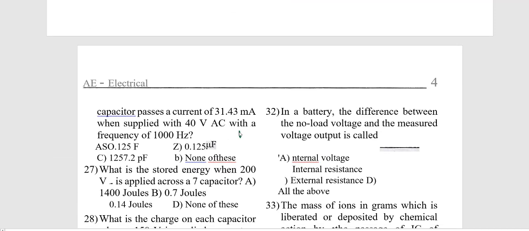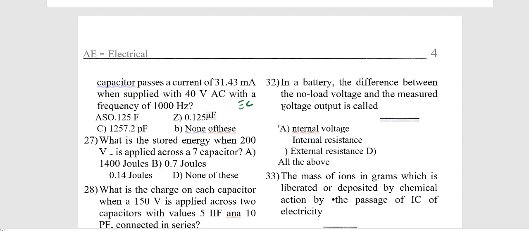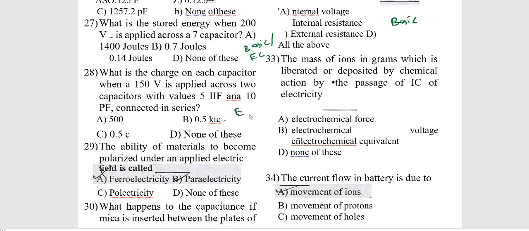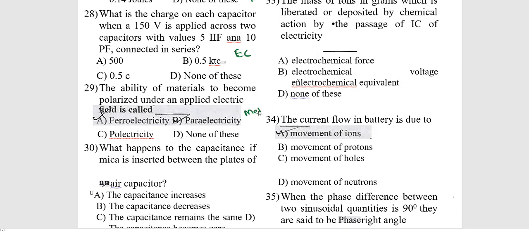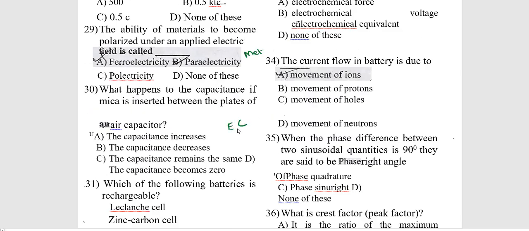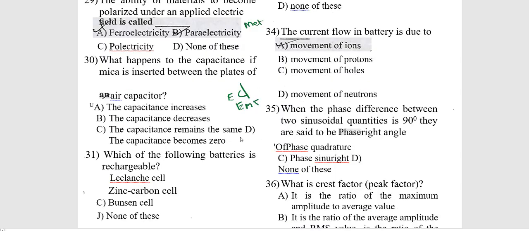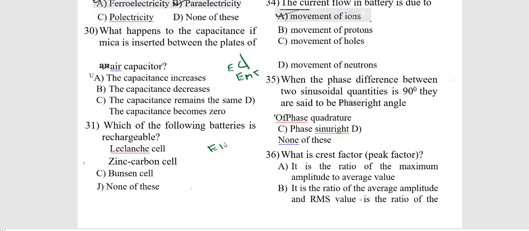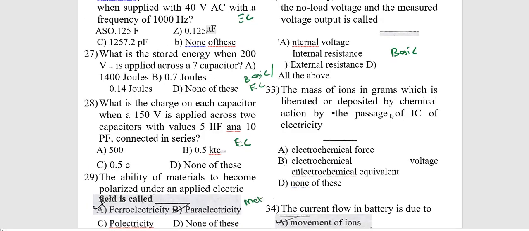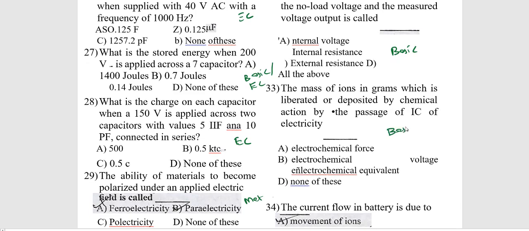26th, this is also electrical circuits or AC fundamentals. In a battery, the difference between no load voltage and the measured voltage is called, again this is basic, or you can consider electrical circuits. Next, this is also electrical circuits. This is materials, again electrical circuits or EMT. This one, electrical engineering materials. C is also basic, or you can consider this as a chemistry question actually. So let's go with basic only.